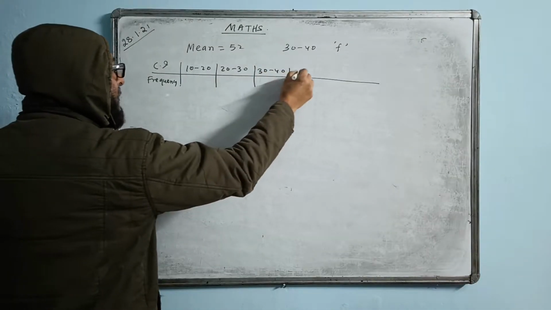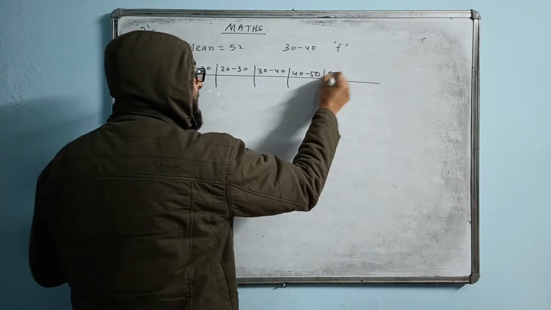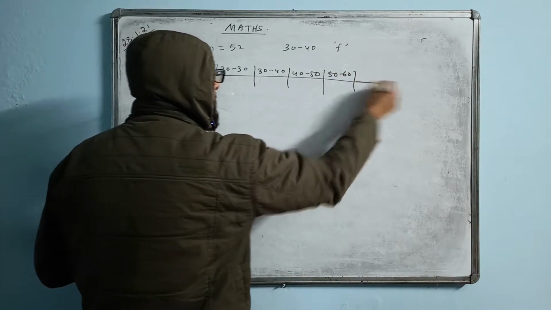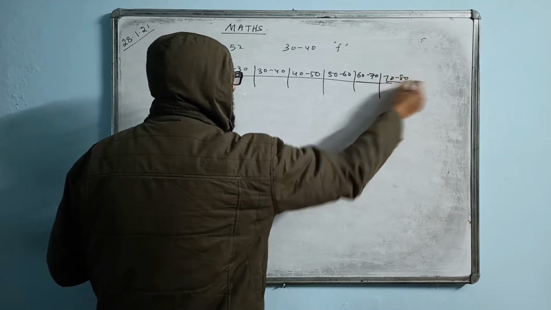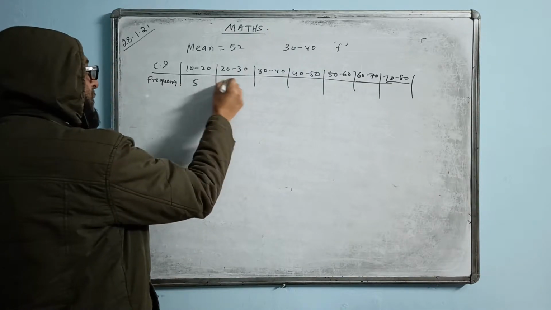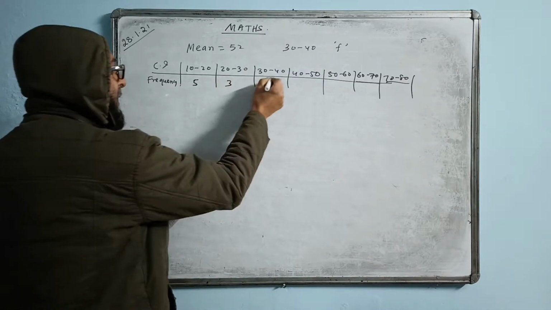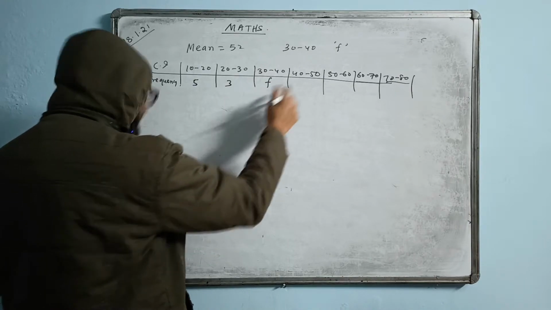30 to 40, 40 to 50, 50 to 60, 60 to 70, 70 to 80 given. And the frequencies given are 5, 3, F. This is unknown. This is the value of F you have to find.